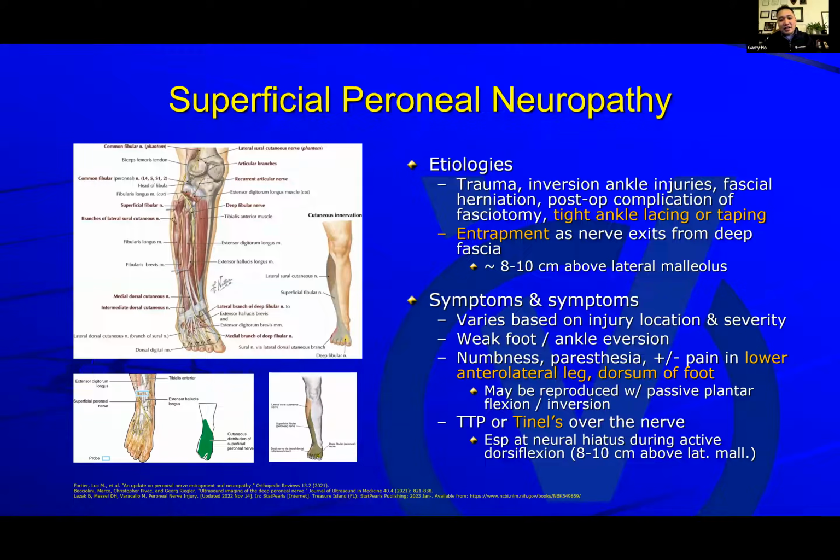You can get entrapment of that nerve, and also by fibrosis at the neural hiatus, which is about 8 to 10 centimeters above the lateral malleolus. Patients will get symptoms radiating along that superficial peroneal nerve: anterolateral leg pain and symptoms in the dorsum of the foot. You get a positive Tinel's over that nerve.